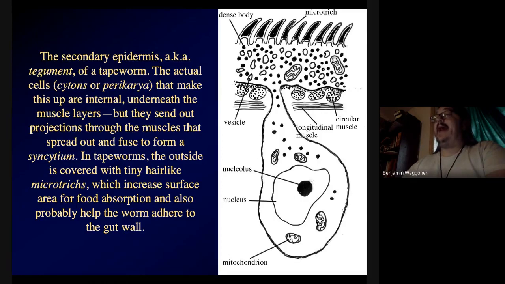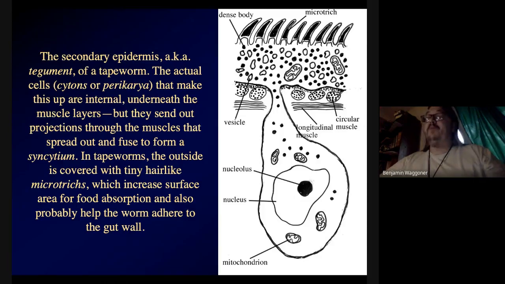But what they'll do is that as the worm matures, it'll shuck its ciliated epidermis, and the cytons will send out projections that grow up through the muscles, spread out over the surface of the body, and then fuse to form a syncytium. So the outermost layer is made up of these projections that push up from below, spread out, join with each other, and form this continuous covering of the body, the syncytium. So the actual nuclei are kind of protected down there in the cytons, and then the entire body is covered by this continuous layer made up of fused projections from the cytons.